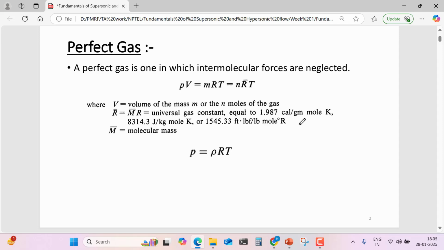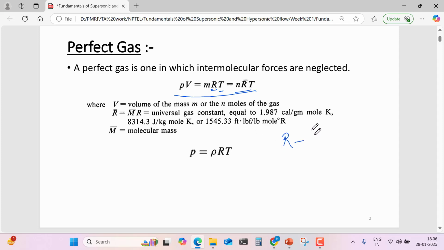Perfect gas is a gas in which the intermolecular forces are neglected. Generally this assumption is valid for gas when the pressure is low and temperature is high. According to this, PV equal to mRT. This is the perfect gas equation. Here P is the pressure of gas, V is the volume, m is the mass of gas, R is the specific gas constant, T is the temperature. It is also equal to nR̄T. Here this R is R bar, and this R and R bar both are different.